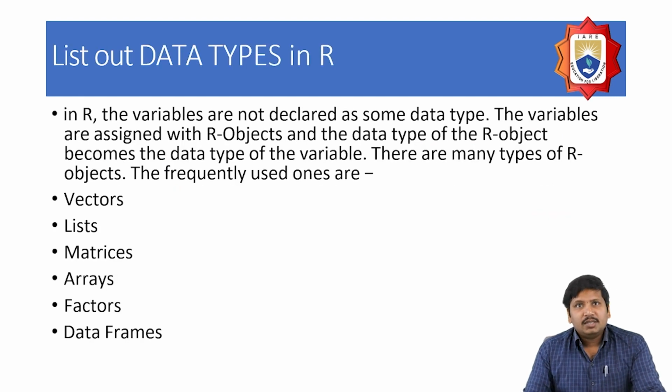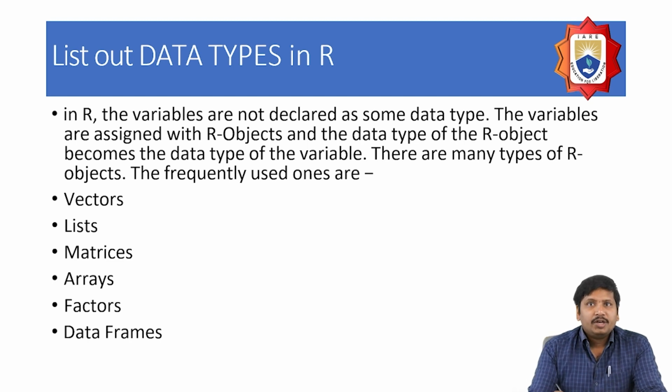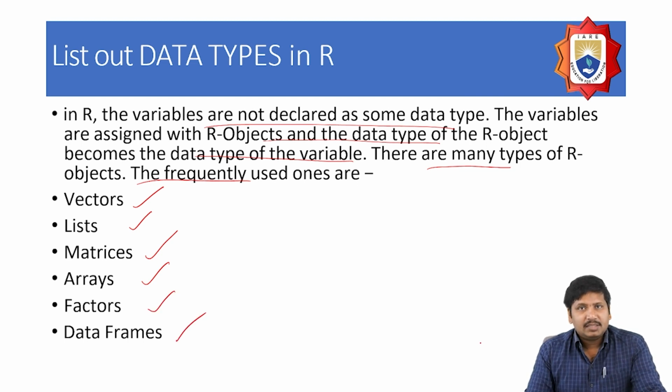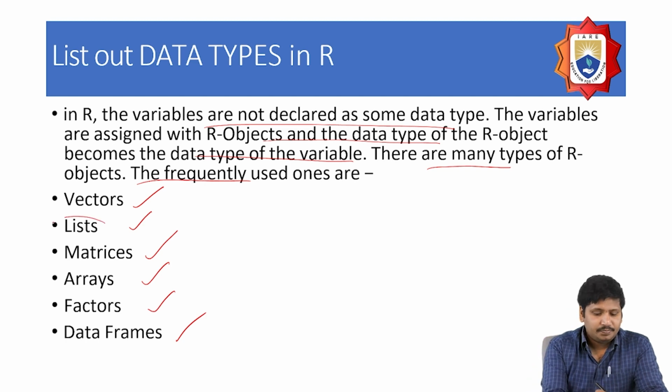So the next question is, list out the data types in R. The variables are not declared with a data type here. Variables are assigned with R objects, and the data type of the R object becomes the data type of the variable itself. There are many types of R objects available, like vectors, lists, matrices, arrays, factors, and data frames. These are some of the basic data types in R programming, and they are widely used.